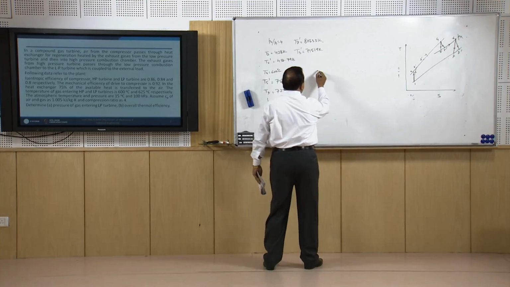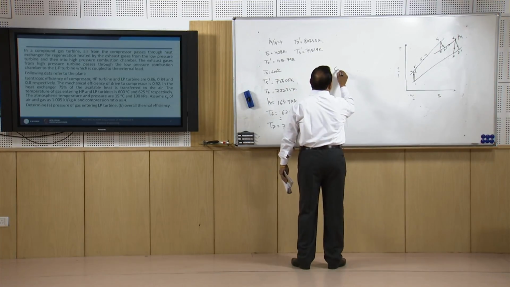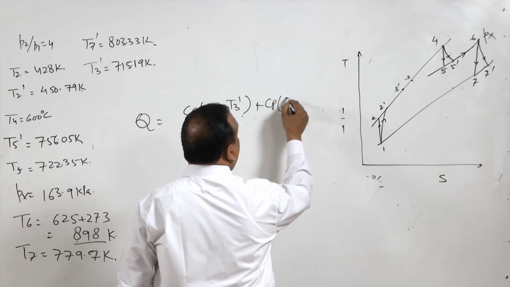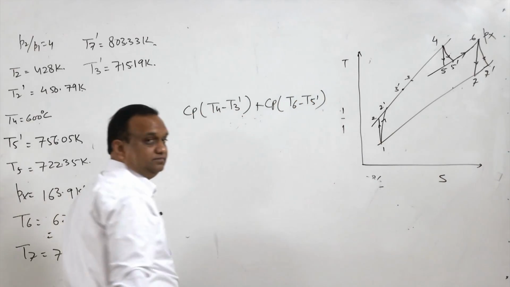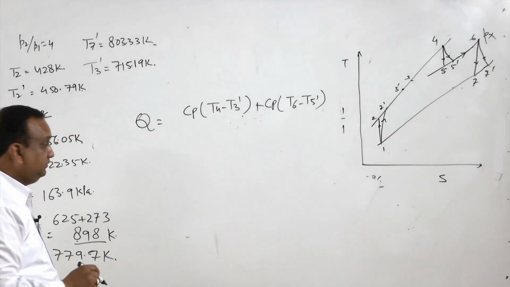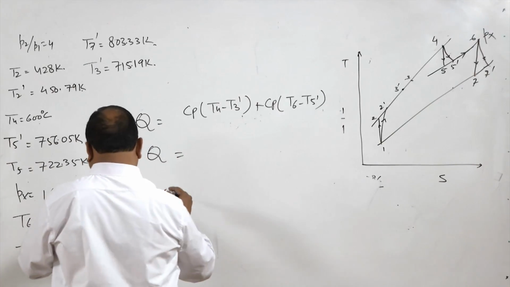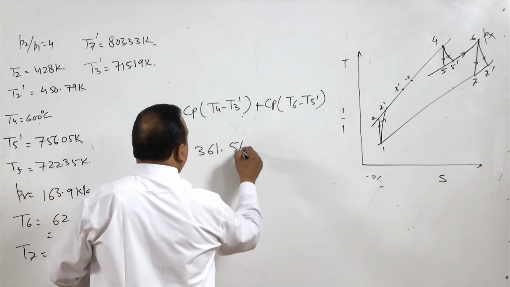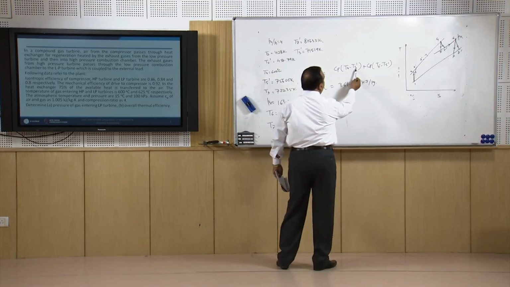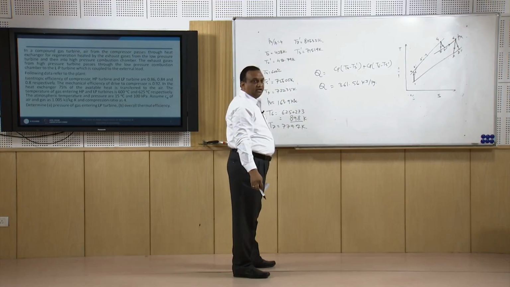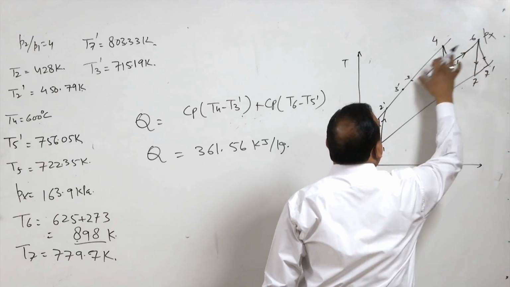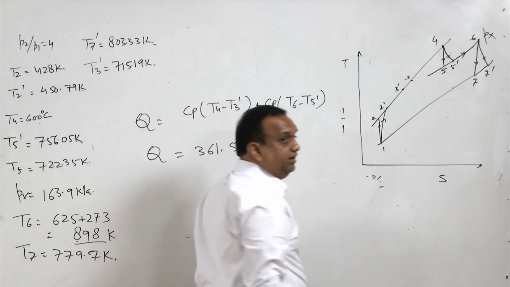Now, we have temperatures at all salient points, right. Now, heat transfer Q per kg of air is equal to Cp T4 minus T3 dash plus Cp T6 minus T5 dash. This is the amount of heat transfer. We have the value of all these values with us. This will give us a heat transfer of 361.56 kilojoules per kg. Right? We will be putting T4, T3 dash, T6, T5 dash from here, and this is the amount of heat liberated by burning the fuel cumulatively in these two processes, main heating in combustion chamber and then reheating in another combustion chamber.